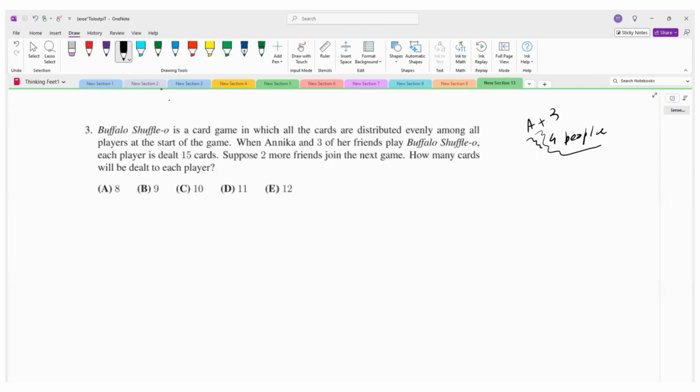Suppose 2 more friends join the game. How many cards will be dealt to each player? So we had 4 people initially, 4 times 15, as we said, 60 cards total. 2 more joined, so now we have 6 people. So how many cards will be dealt to each player is 60 divided by 6 is 10. Now, all of this that we did, you can probably solve in like 15 seconds.